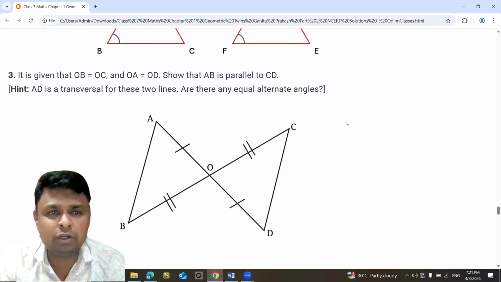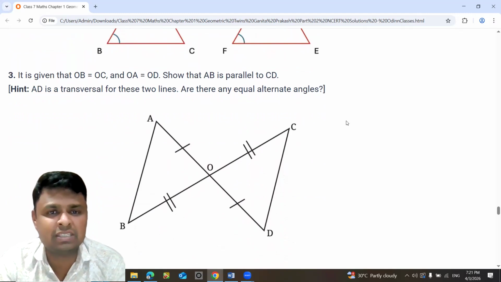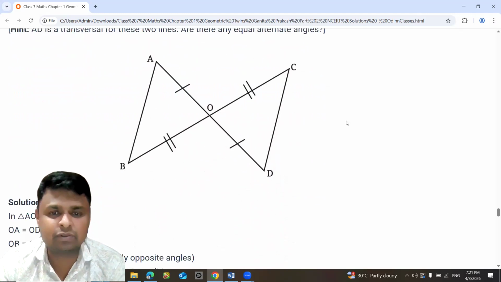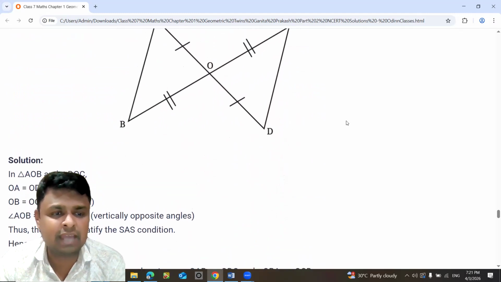So OB is congruent to OC, OA is congruent to OD, and AB is parallel to CD. So here they have given the hint also. AD is the transversal. So are there any equal alternate angles? Yes. So we can use SAS condition here. You can see the angles.